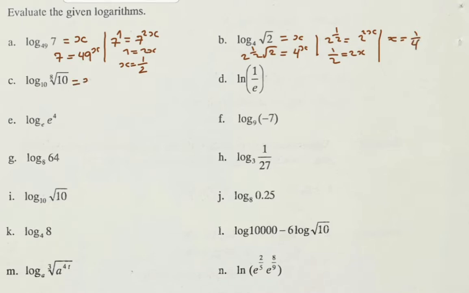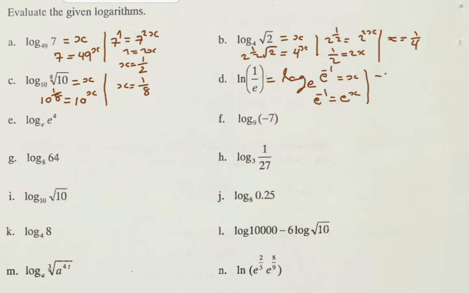C. Let it be x. Exponential form: the 8th root of 10 is 10 to the power 1/8. In exponential form, 10 goes to the right, x goes up. Now the same base, therefore x is equal to 1/8. D. ln is log base e, so we can change to e to the power -1. Let it be x. Then in exponential form, e to the power -1 is e to the power x. Therefore x is -1.